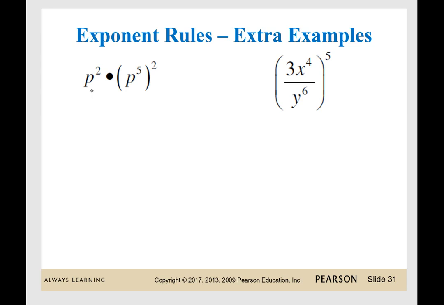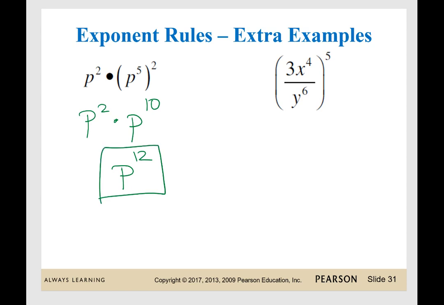All right, welcome back. So first thing I notice is that I have parentheses here that I need to get rid of. So p squared times, all right, when I have a power to a power, you keep the base and multiply the powers. And then I'm multiplying the like bases, so I keep the base and add their exponents. So there is my final answer, p to the 12th. Hopefully you got the same answer I did.